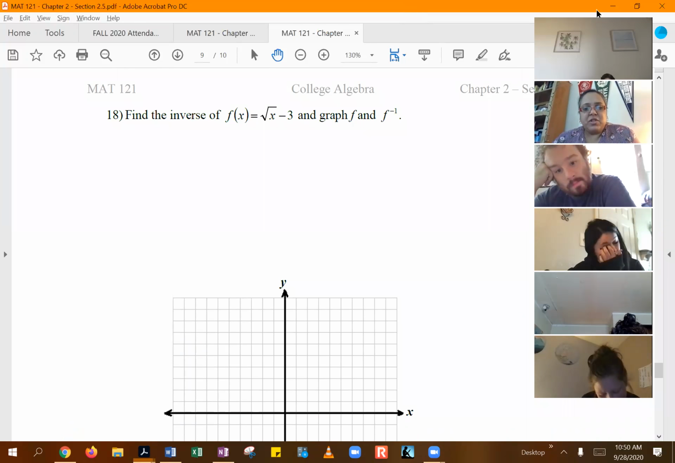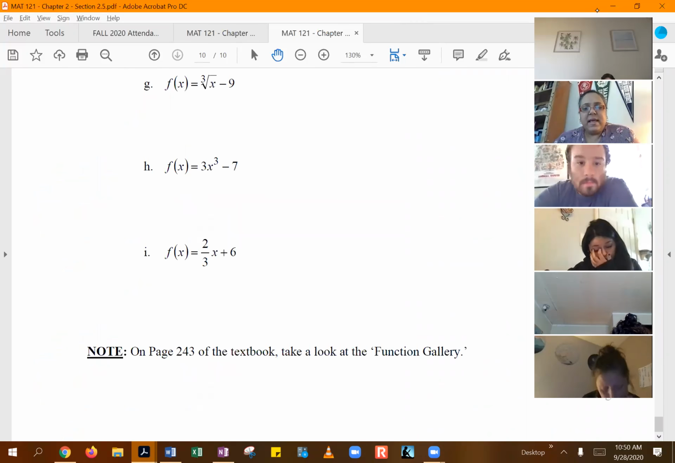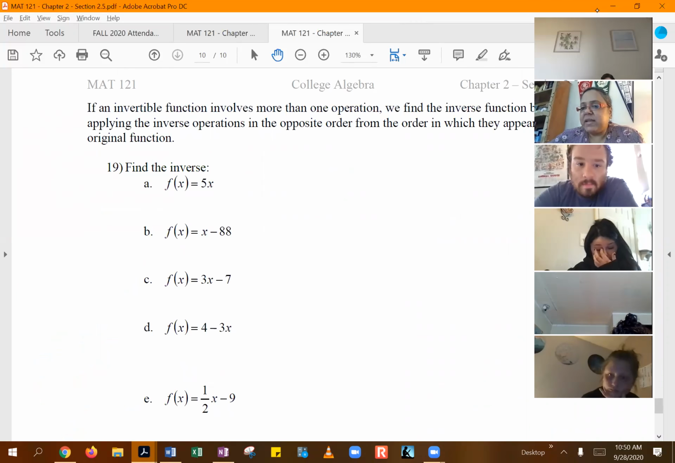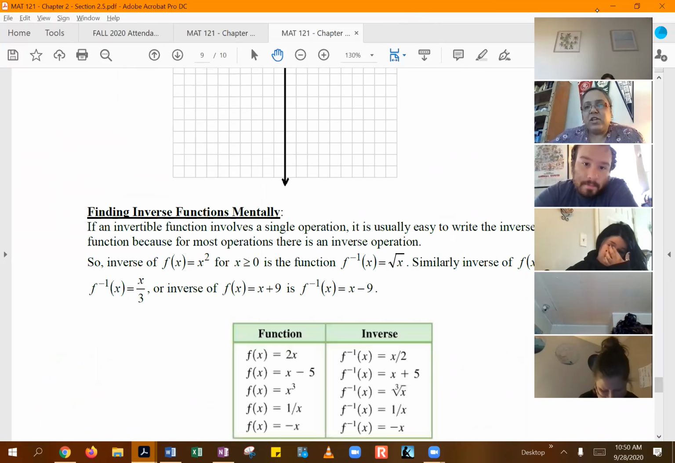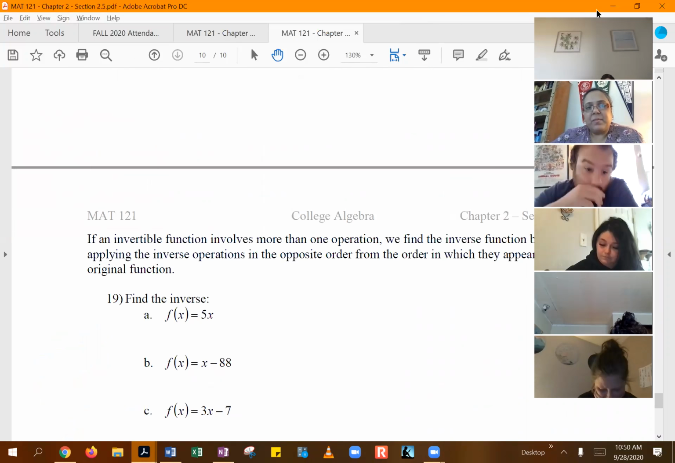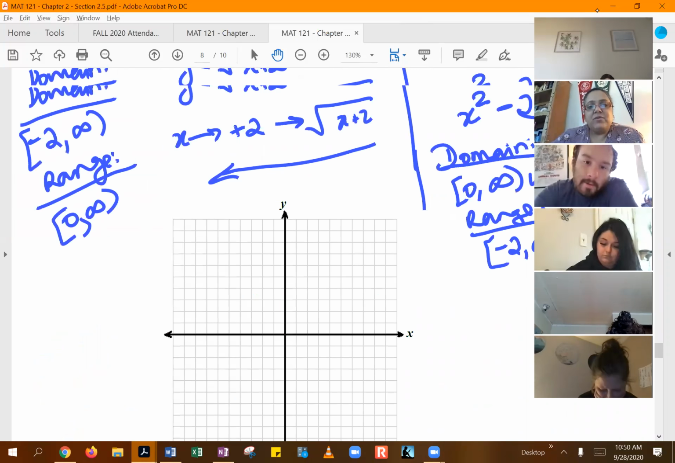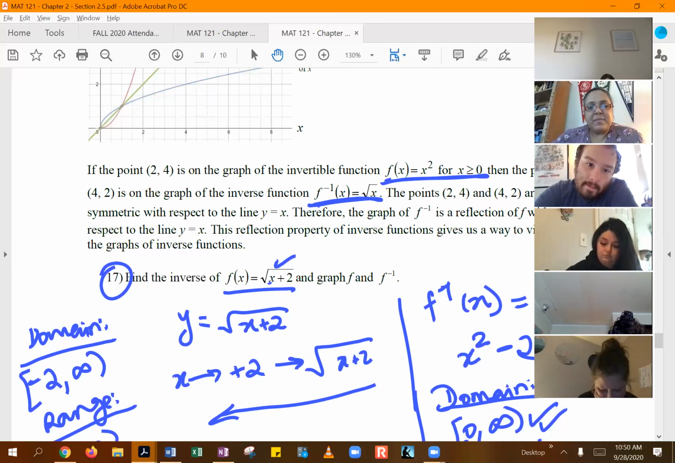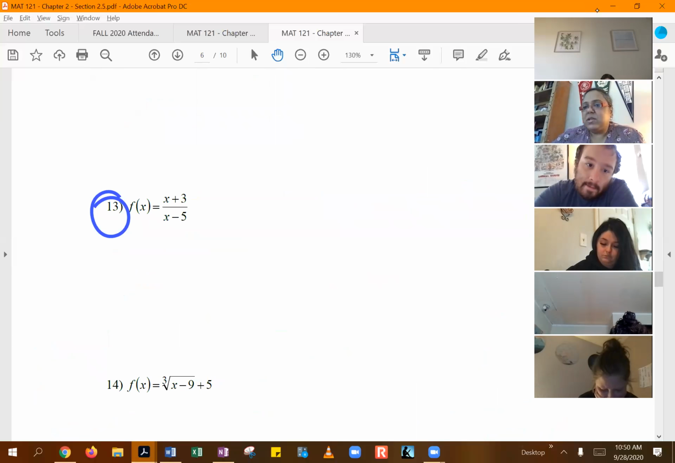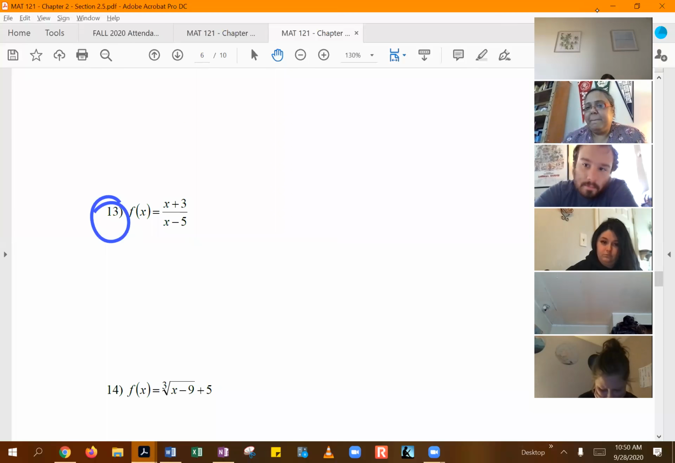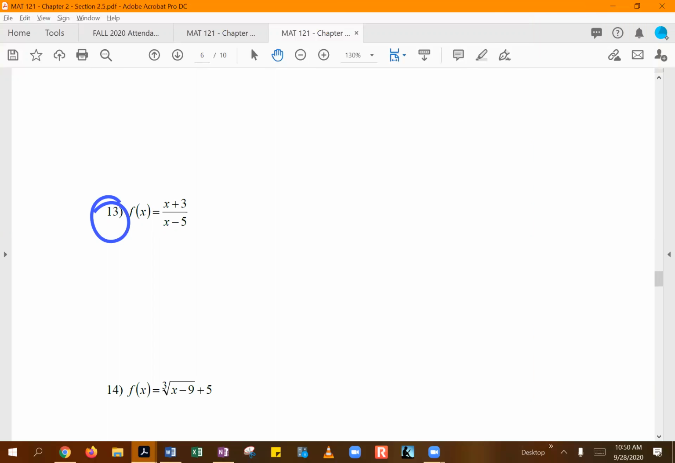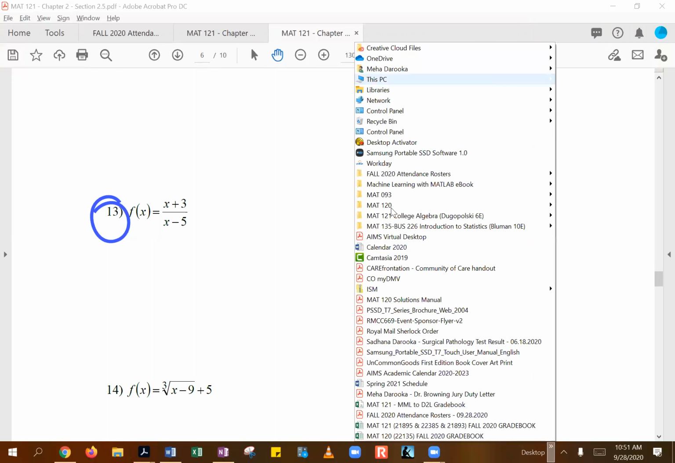So any questions on these inverse functions? And this last page is actually a great exercise if you want to get used to doing these inverses mentally. You can kind of look at these examples on the last page to help you out. But again, I will reiterate the fact, guys, for examples like number 13, use the switch and solve method.